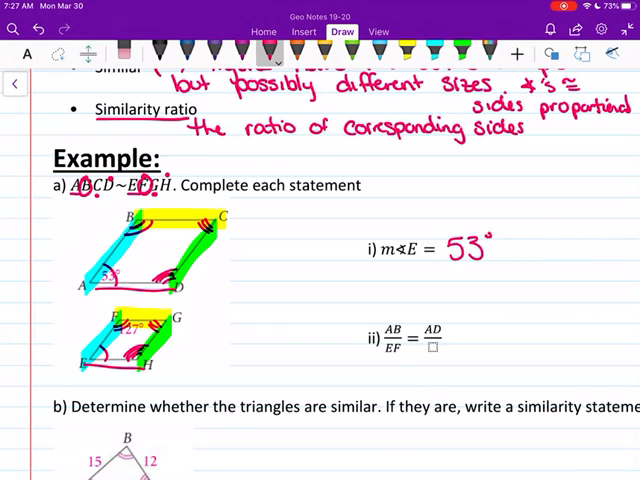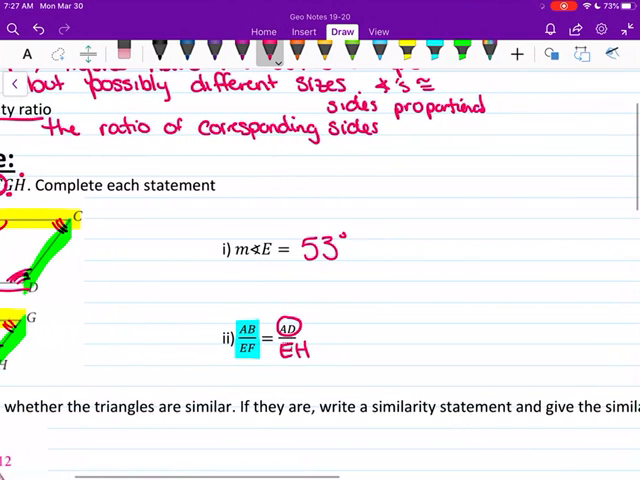So if I have AB, which I highlighted in blue, over EF, which is also in blue, then I have AD, which I underlined in pink. So then the other pink would need to be EH. So my answer for this last one would be EH.